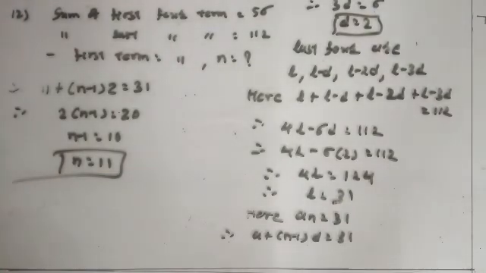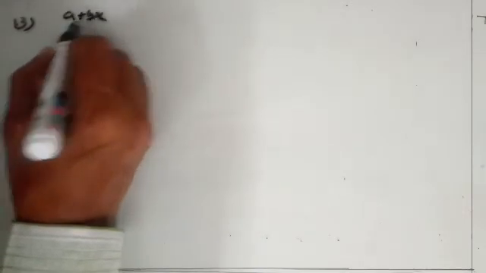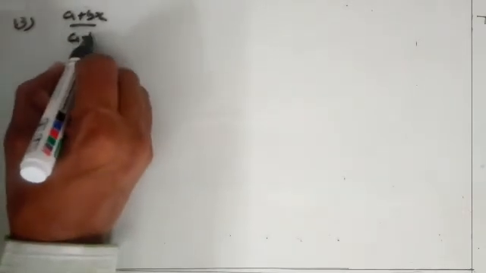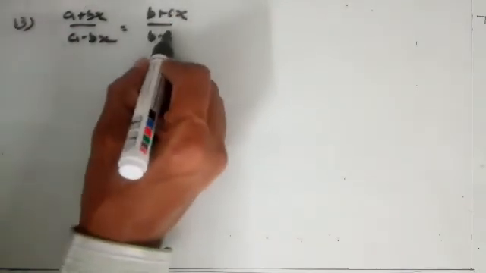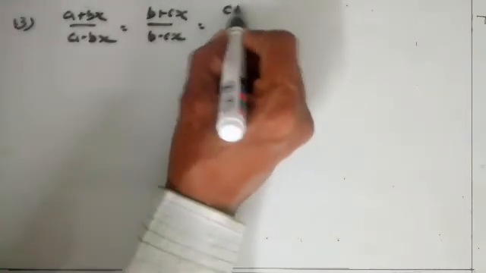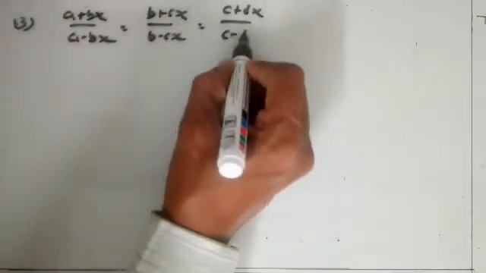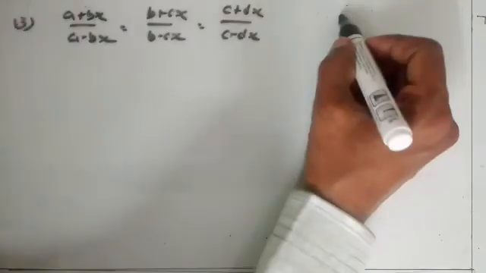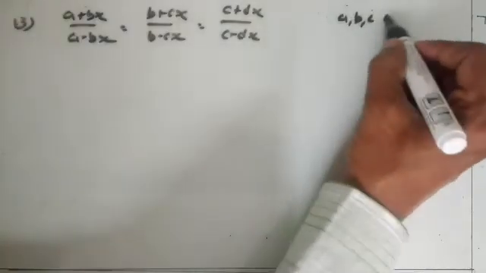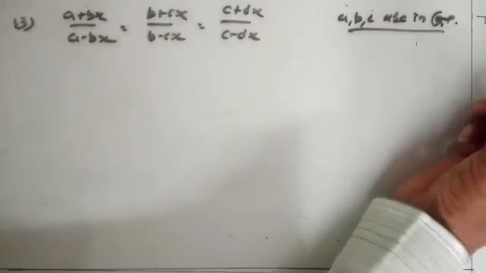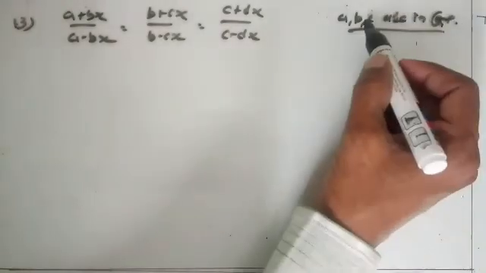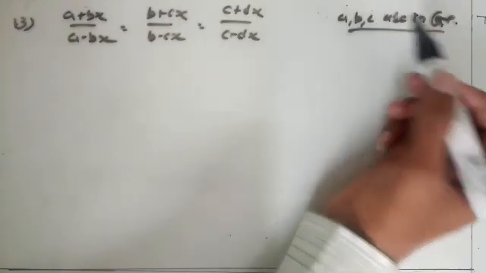Now next question, 13. If a plus bx upon a minus bx is equal to b plus cx upon b minus cx, which is equal to c plus dx upon c minus dx, show that a, b, c, d are in a GP. That means we have to prove that b square is equal to ac.